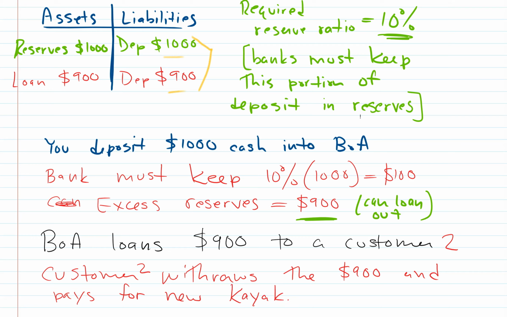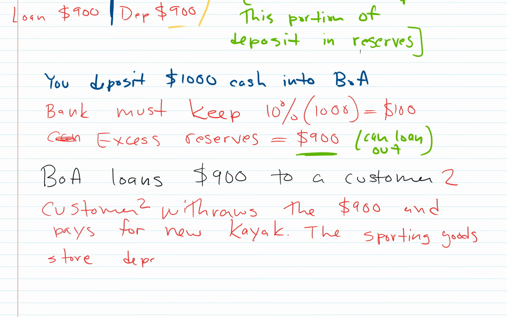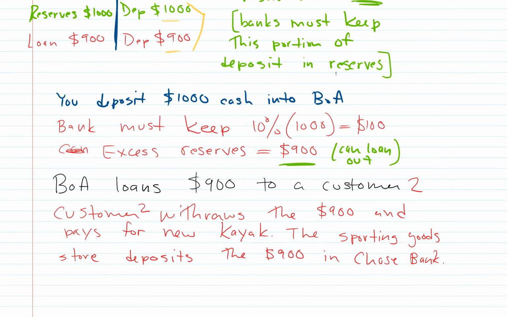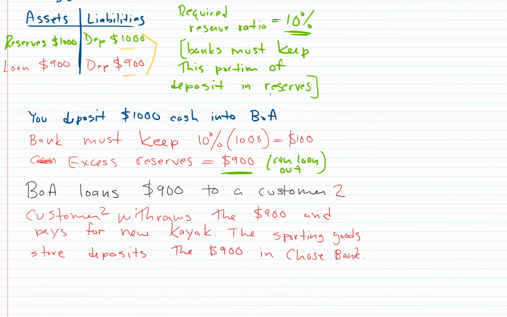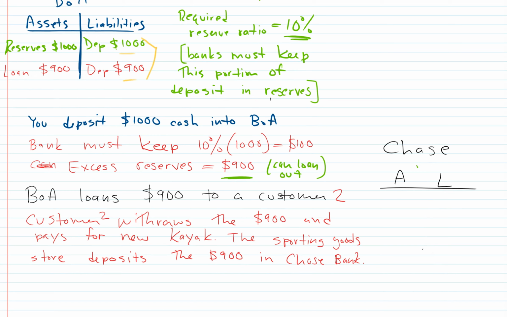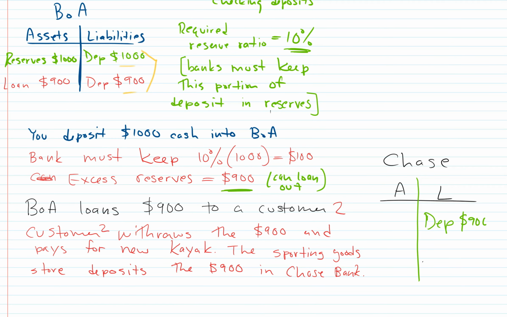They pay for a new kayak, and then the sporting goods store deposits the $900 that they receive in Chase Bank. Okay, so now we need to show this next transaction. I'm gonna make this a little smaller so we can have some space over here. So now we got our Chase Bank over here, and they got their T account. So just for short, I'll use A and L. So now this customer deposits $900. And now they have reserves of $900, and we need to go back and adjust the other account. Okay, so they deposit 900.